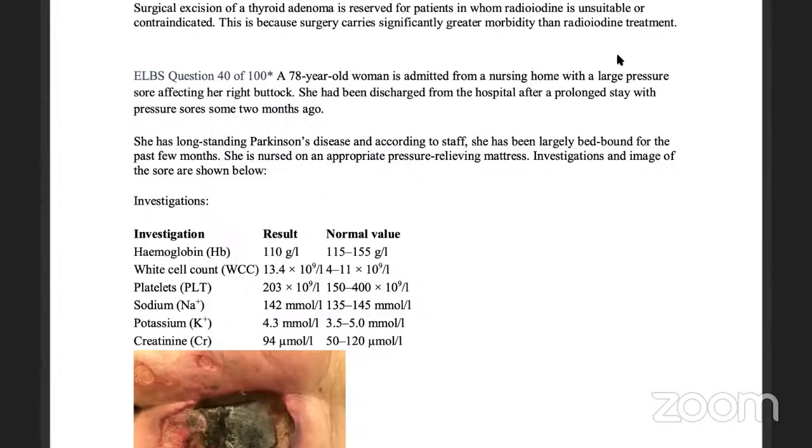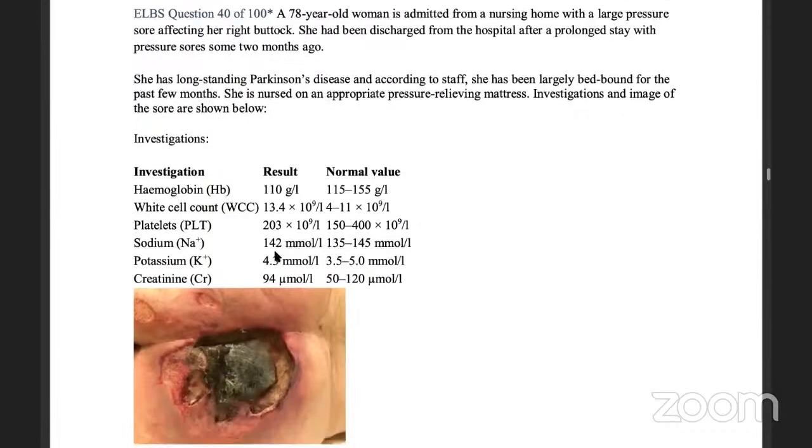A 48-year-old man is admitted with a pressure sore affecting his right buttock, with prolonged discharge. Okay. Parkinson's disease patient. Nothing else.